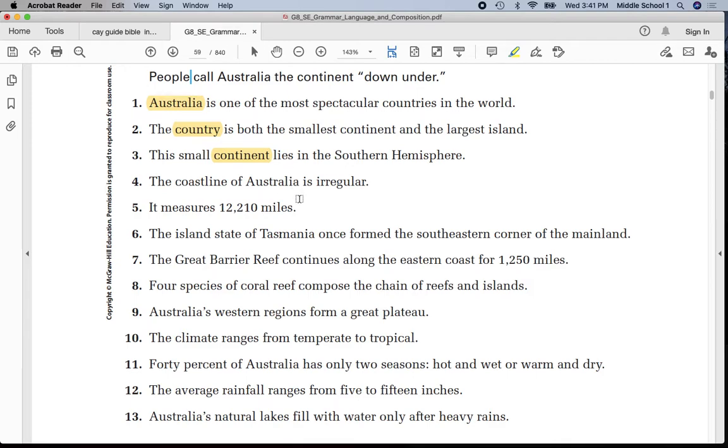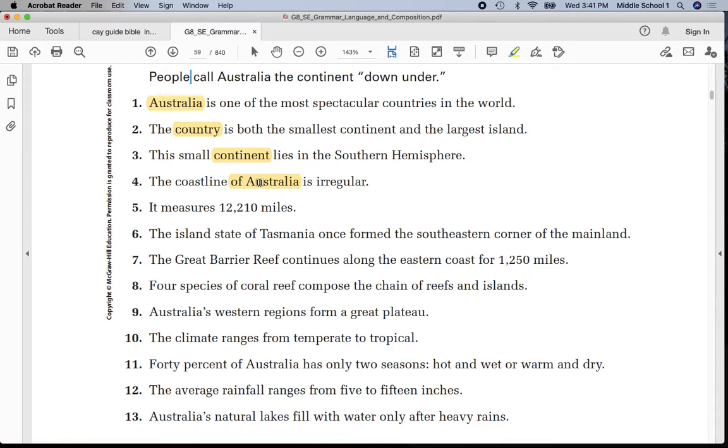Lies. Do you notice a pattern? Most frequently, I have my subject, which is going to be followed by the predicate, unless there's a prepositional phrase. Notice in sentence number 4. The coastline of Australia is irregular. Remember, I don't want to choose anything inside my prepositional phrase.